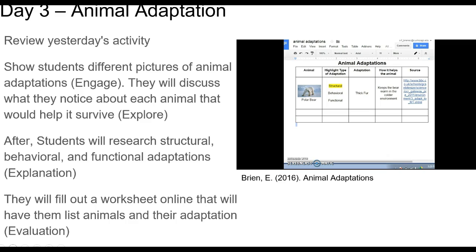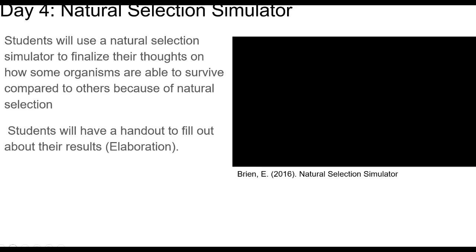So what they would do with this worksheet, they would research online using the Google search engine different animals that they like. Once they find a few animals, they would fill in the chart. I have an example here of a polar bear. I highlighted that it was a structural advantage that they have thick fur that keeps them warm in the environment, and then they would also include the source of where they got it from.